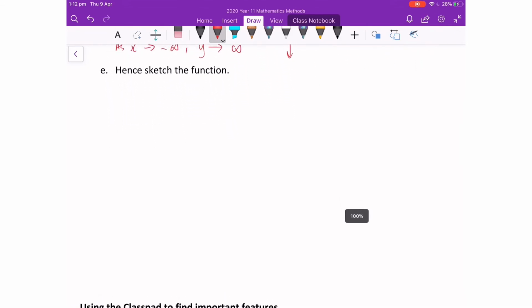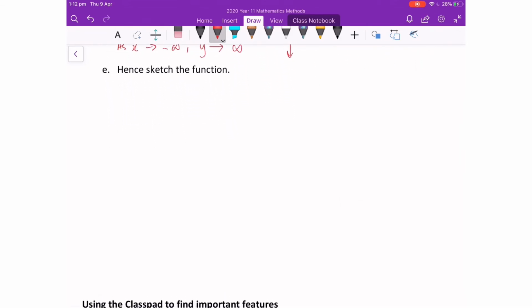Okay, here's the big deal. We're actually going to answer the question now. We've done all this work to just be able to sketch a graph. Can you believe it? So I'm going to draw a really big Cartesian plane.